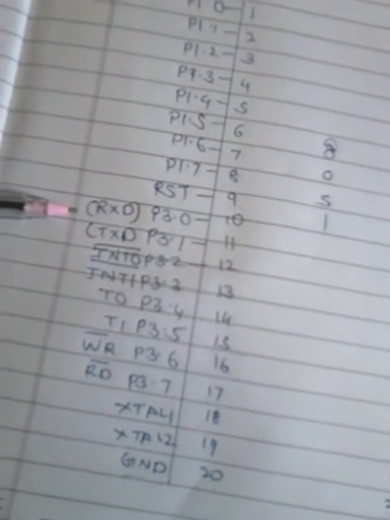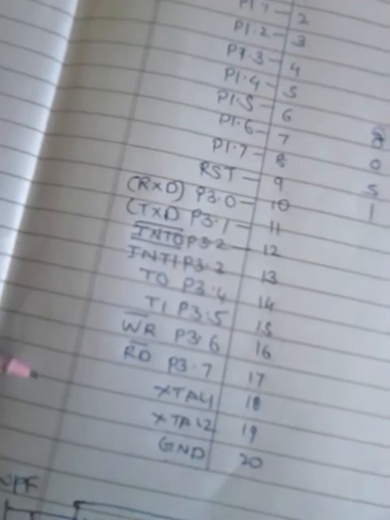Pin 10 to pin 17 is port 3. These pins have some special features. Port 3.0 and port 3.1 are the RxD and TxD pins, which receive and transmit the bits. Port 3.2 and port 3.3 are INT0 and INT1, the external hardware interrupts. Port 3.4 and port 3.5 are T0 and T1, which provide pulses to the 8051. Port 3.6 and port 3.7 are the external data memory read strobe and external data memory write strobe.